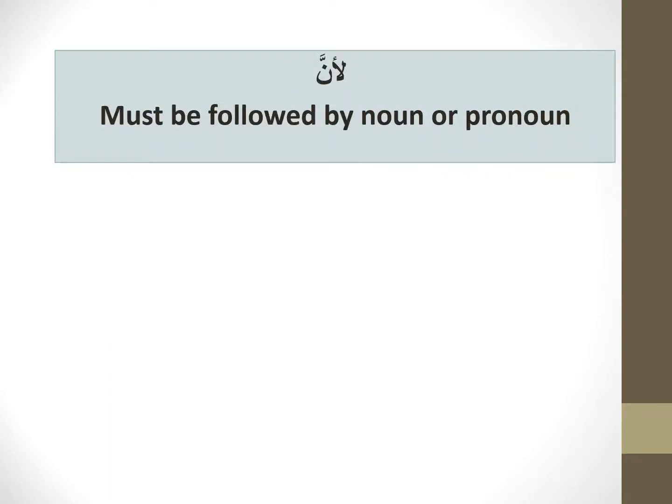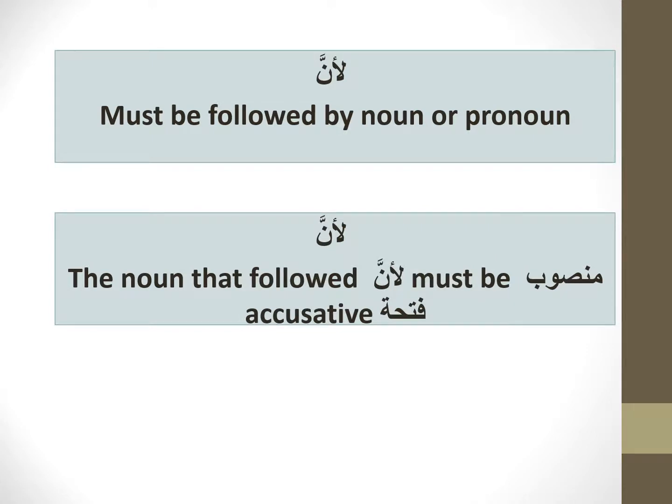لأن must be followed by a noun or a pronoun. The noun that follows لأن must be منصوب, must be accusative. You have to see فتحة after the noun that follows لأن. It has to be accusative.